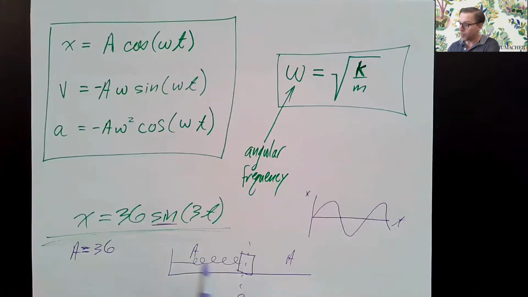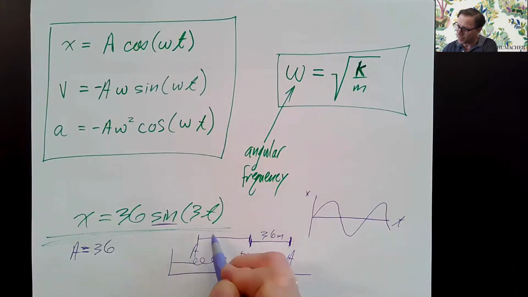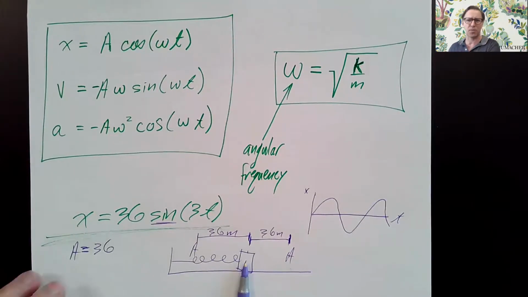This 36 tells me that it goes all the way over here and that this distance is 36 meters. It also tells me that this distance is 36 meters. So on your mark, get set, go. It starts in the center. I hit it with a hammer and it's going really fast. Goes to the right and stops, comes back. Goes to the left and stops and comes back.